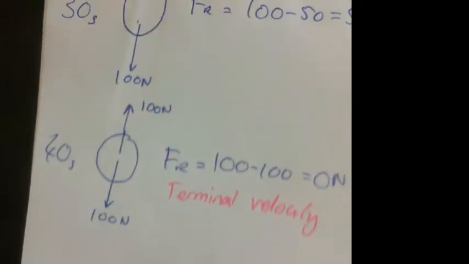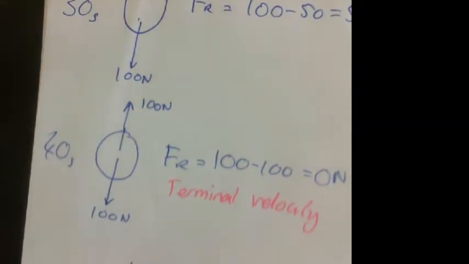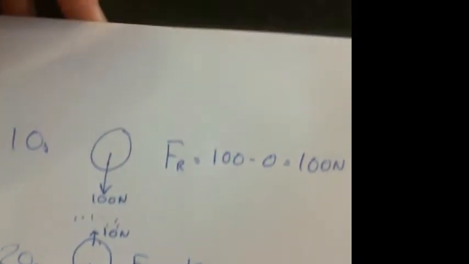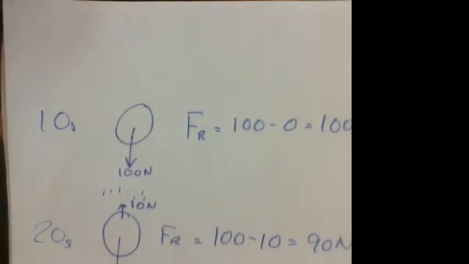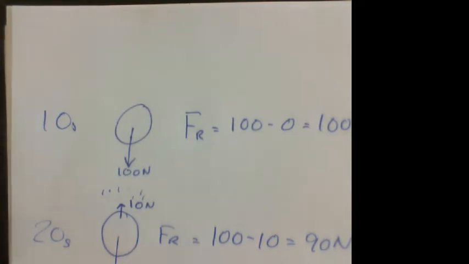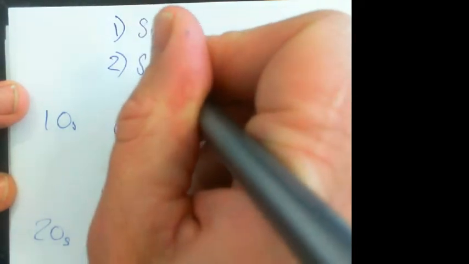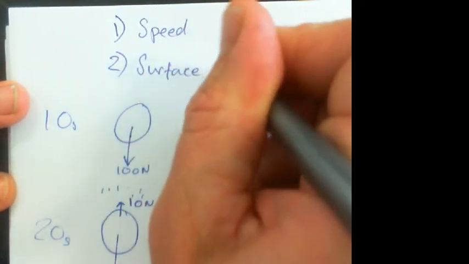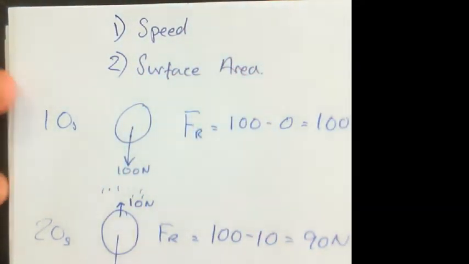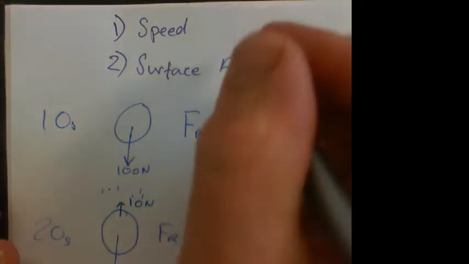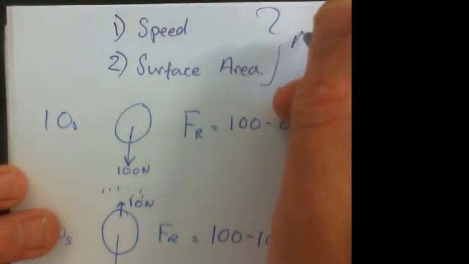Okay, so the key thing here is you need to know that there are two factors that affect terminal velocity, and those two factors are, one is the speed and two is the surface area. Okay, and they're the two factors that affect air resistance.